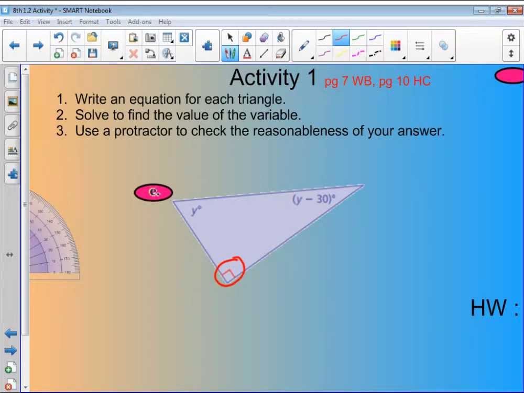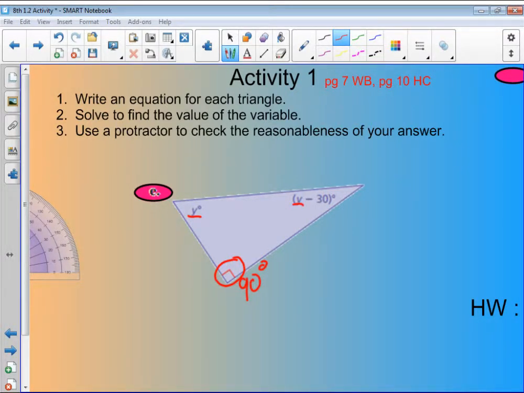So that little red corner, anytime they show that little box in a corner, that means 90 degrees. So they are really telling us one of the degree measures. It's just that we had to understand that that symbol in the corner, making that box, means it's a 90-degree angle.